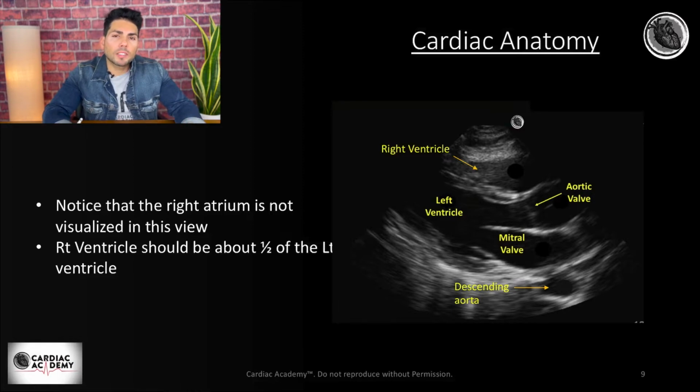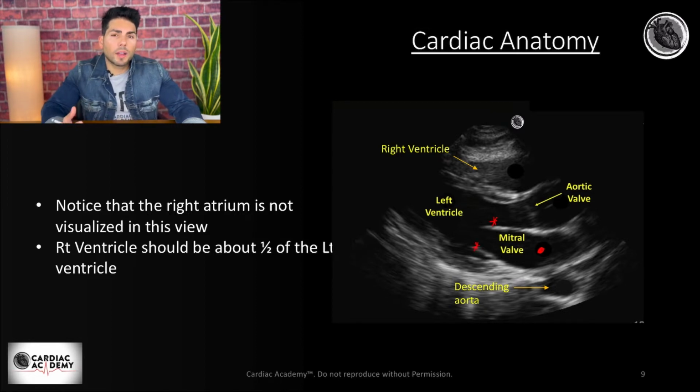So when I look at the parasternal long axis view, I like to start first by looking at the left atrium. So right here, we have the left atrium, and just distal to it, we see the anterior leaflet of the mitral valve right here, and the posterior leaflet of the mitral valve right here.